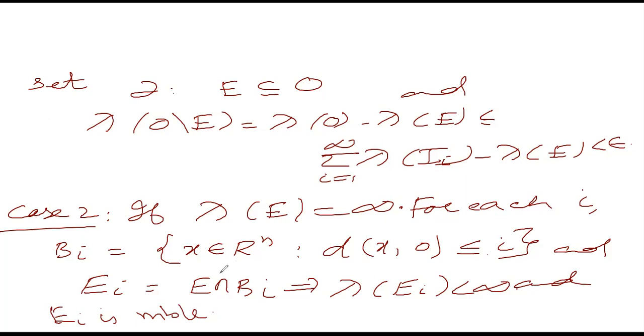So I can choose the open sets O_i for these A_i, because as in case one, where we assumed that the Lebesgue measure of E is finite and E is measurable, then for each positive epsilon, I can find an open set O such that the Lebesgue measure of O minus E is less than epsilon.